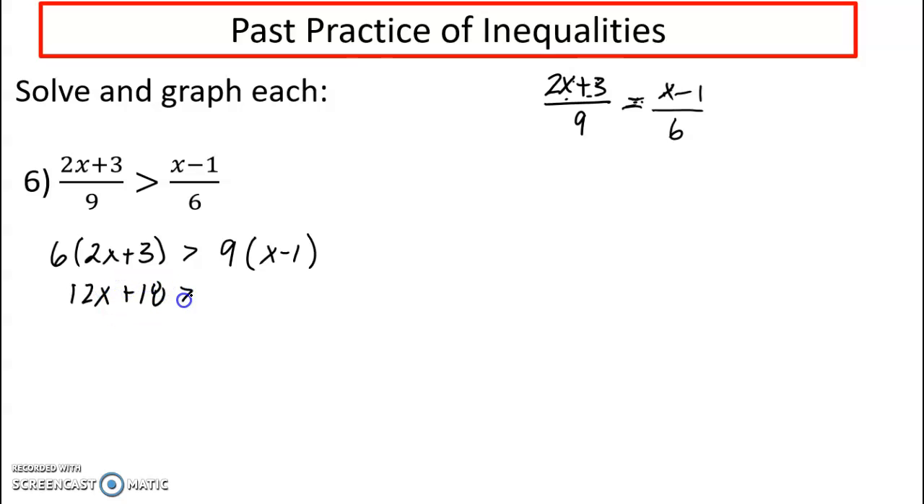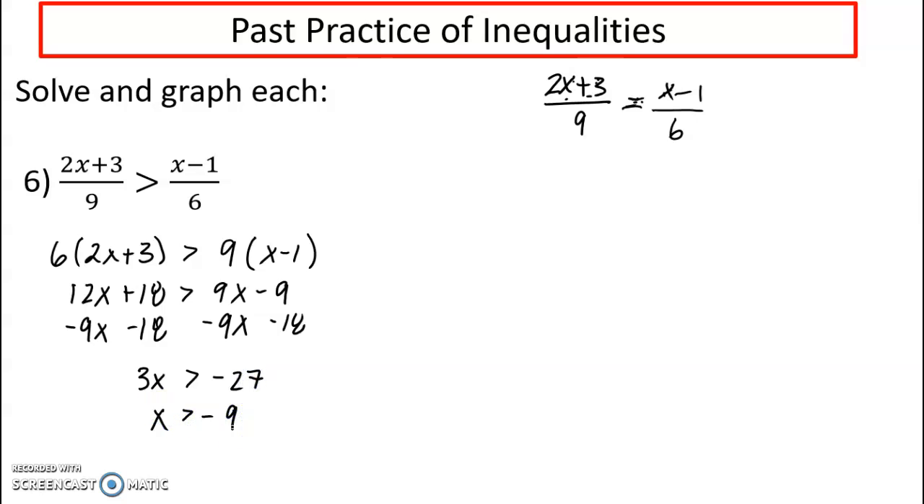Okay, distribute on both sides. I like to keep x on the left-hand side of the inequality. Okay, so I get 3x is greater than -27. So now when I divide by +3, I don't have to worry about changing the direction at all. -9, open circle, and I shade to the right.